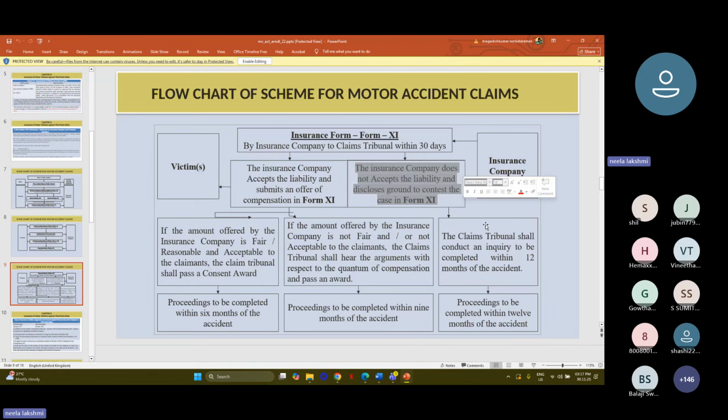In such a case, the claim tribunal shall conduct a detailed inquiry, as it is happening now. When the claimants approach the court, an elaborate trial would happen. Like that, if the company doesn't accept its liability, an elaborate inquiry would be conducted and it would be completed within 12 months from the date of accident, and the award will be passed by the claims tribunal itself, because the company is not accepting its liability.